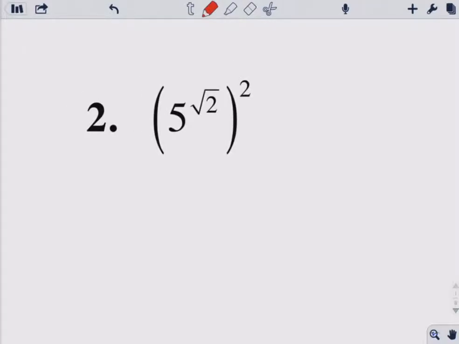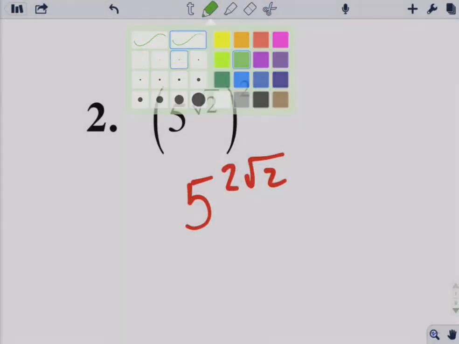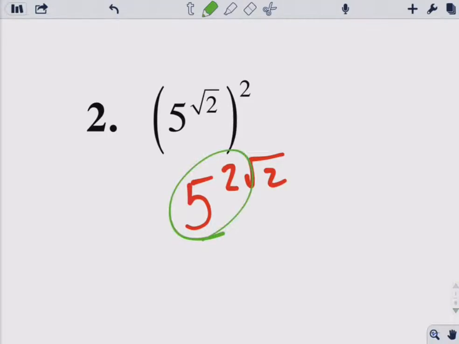Power to a power here, power to a power. So what we do is we multiply like powers. Well, that's similar to the last one we did, right? I want to deal with 5, that stuff there. 5 squared is 25, so that's 25 to the square root of 2. Right, and that's our answer.